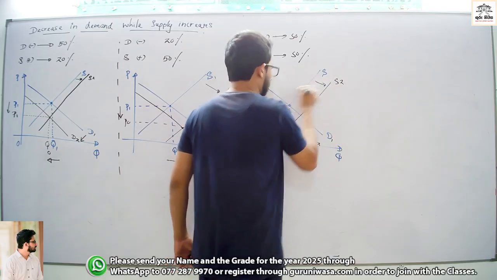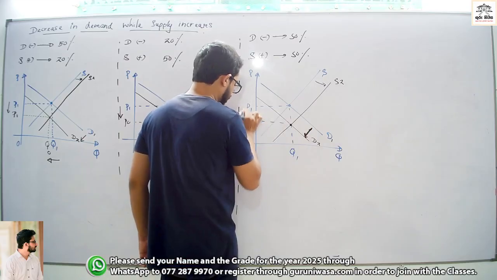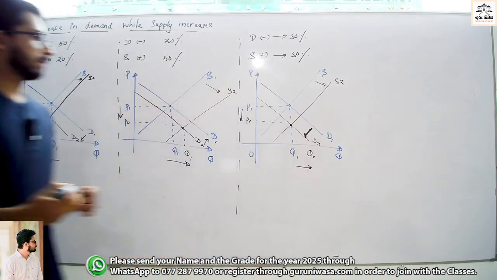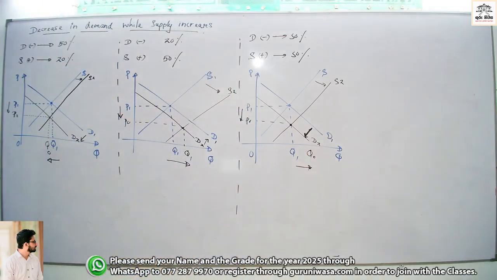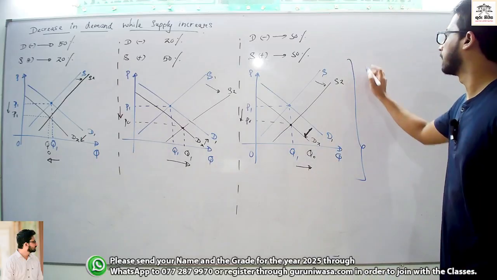Here you can see equilibrium price falls while quantity rises. Then we can say one thing. What is the general conclusion? Kalana, what happens to equilibrium price?